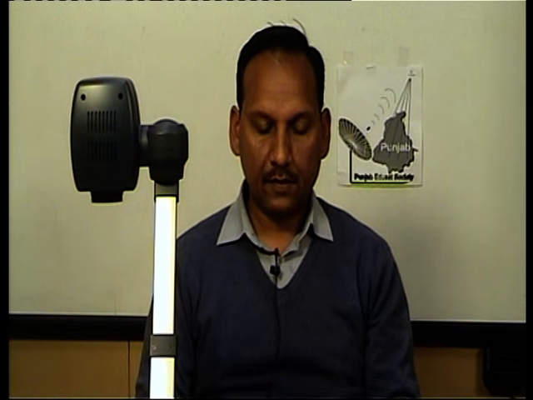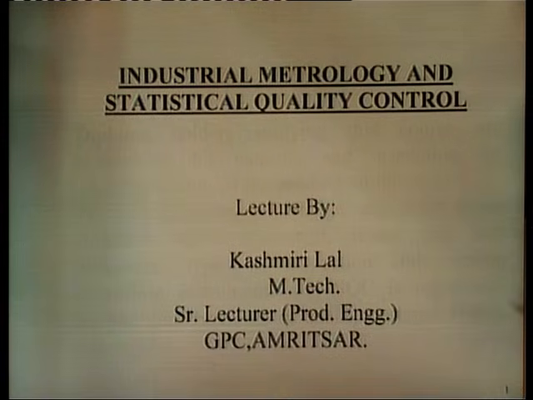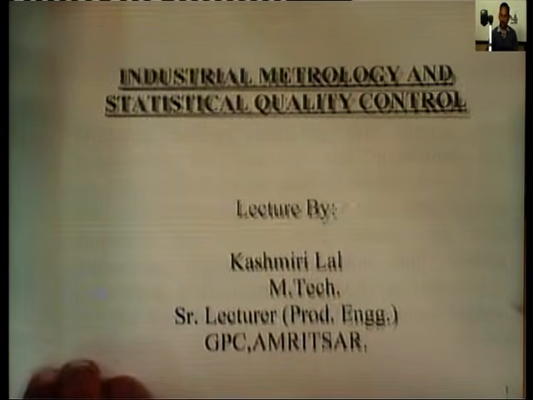Dear students and my dear friends, today in this session of Production and Industrial Engineering, we are going to discuss some topics from the subject of Industrial Metrology and Statistical Quality Control. As this subject is important for production and industrial engineering students, the topics we are going to discuss today are inspection, standards of measurements, interchangeability, accuracy and precision, and international, national, line and wavelength standards. So, let us start with the first topic from this subject.